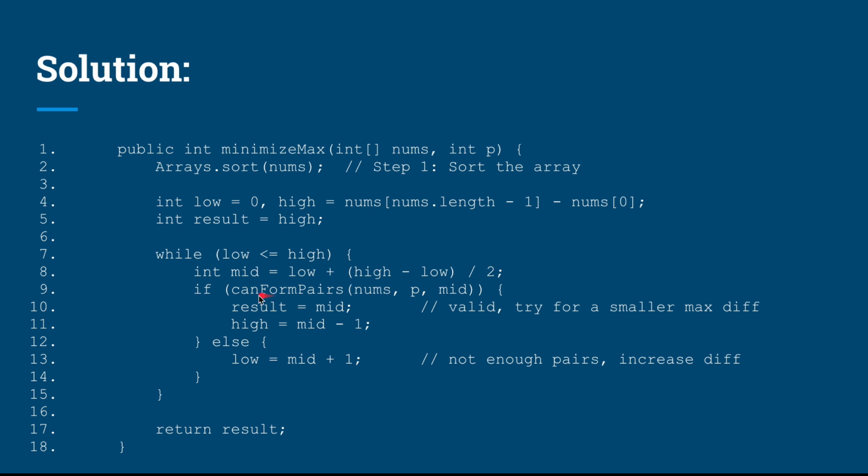Now we check if we can form pairs, right? So this is the intuition that we have thought to do, right? First of all we'll sort the array, then we'll apply the binary search, right? We'll check if we can form the pairs. If we can form the pairs, we will try a smaller one, otherwise we'll increase the mid, right? And then we'll return the result.